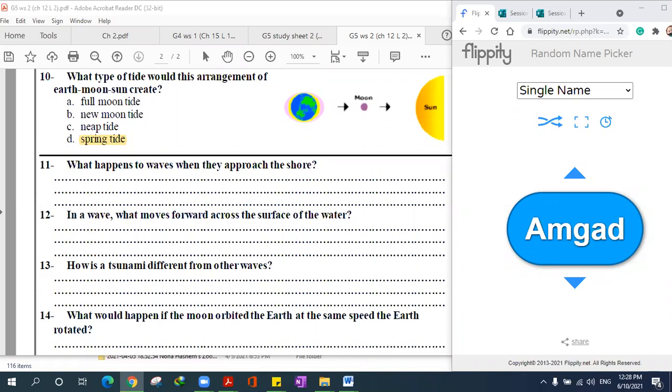Okay, it says what happens to waves when they approach the shore? They collide with each other and then crash in the shore. Yes, the waves slow down and they become higher and closer together. Okay. Now number 12, we have who's next?